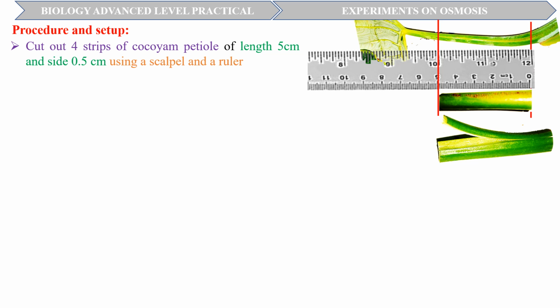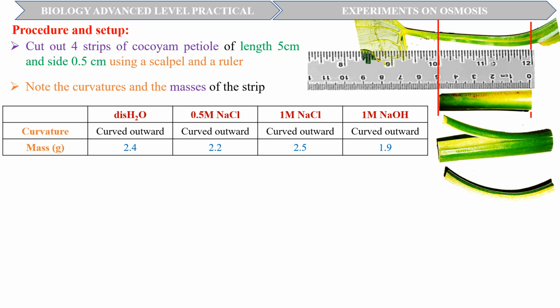Notice that as you start cutting out the strips, the flexible cells of the cortex are released from the constraint of the cuticle and expand, causing the strips to curve outward over the epidermis. Note the degree of the curvatures. Then use a balance to measure the masses of the strips and record these before immersion into the solutions.